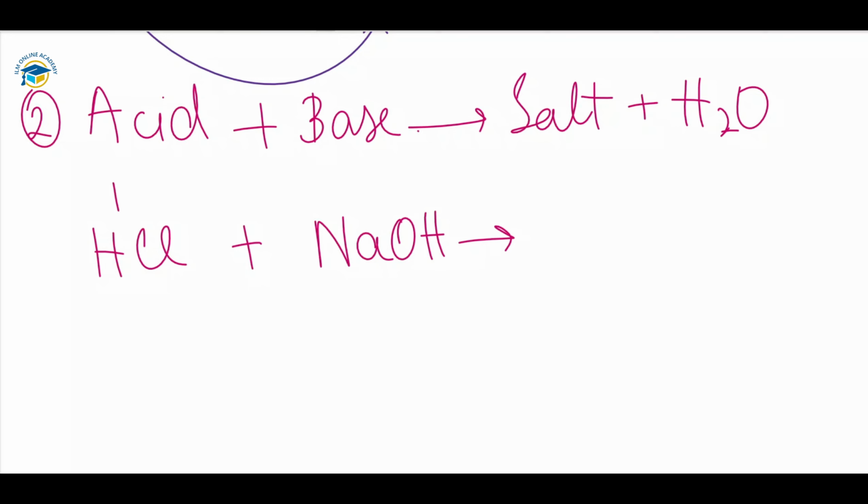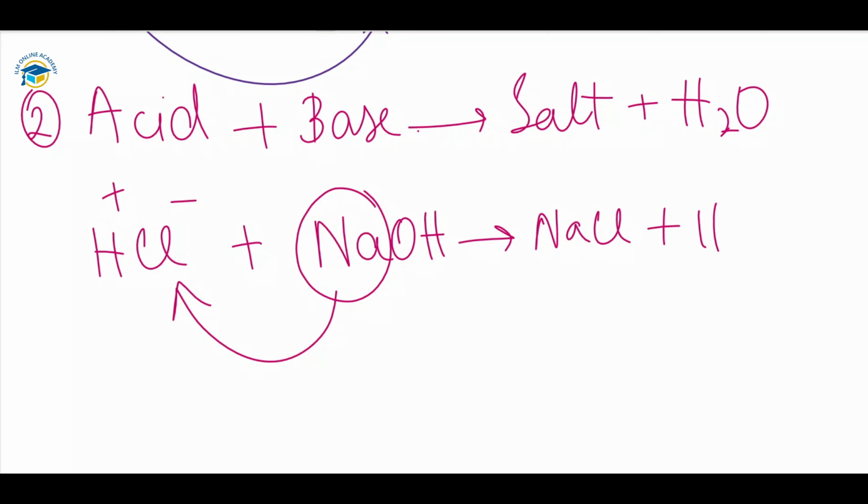What will happen here? Hydrogen ions are separated and we have chloride ions. So salt always contains a metal and a non-metal. So the metal that is present is sodium. So sodium will react with the anions of the acid that we are using. So we have sodium chloride salt, plus water is being produced here.